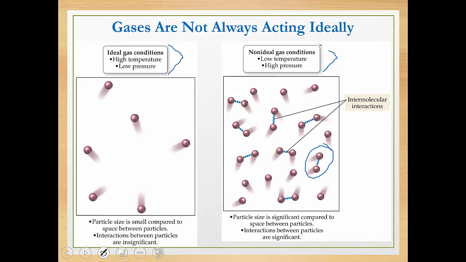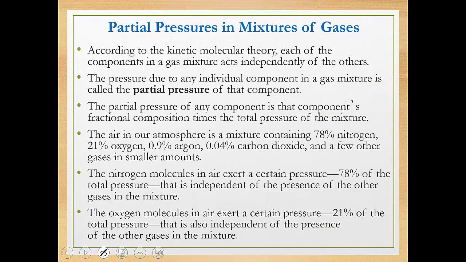Sometimes, even though they have a lot of space between them, there's a polarity to the bond, or there's something that attracts them together. There may be significant interactions between particles. So these are what we call non-ideal gases. Now, what happens if you have a non-ideal gas? How do you account for that? You have to account for it by looking at properties of that gas. They're going to behave just a little bit differently. But for the gases we're looking at, we will assume ideal conditions.